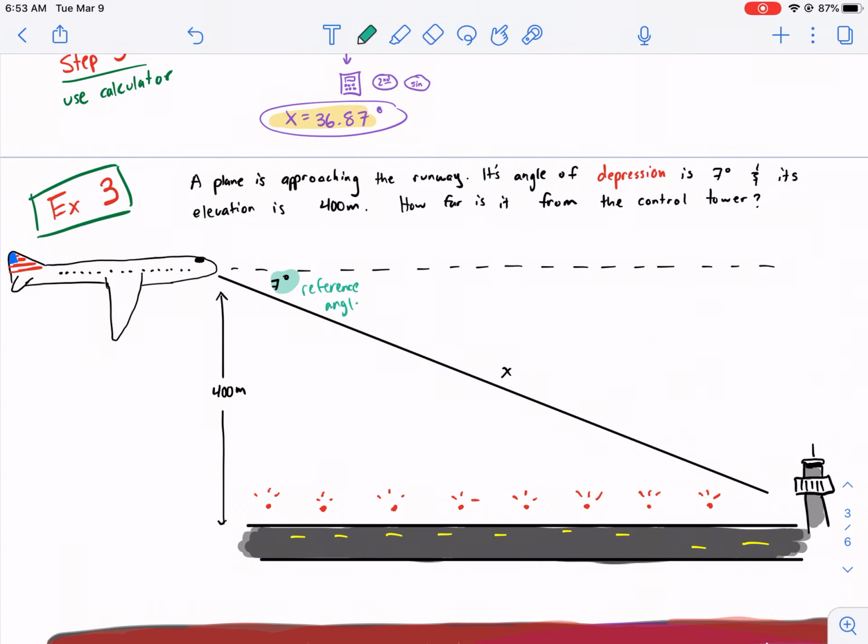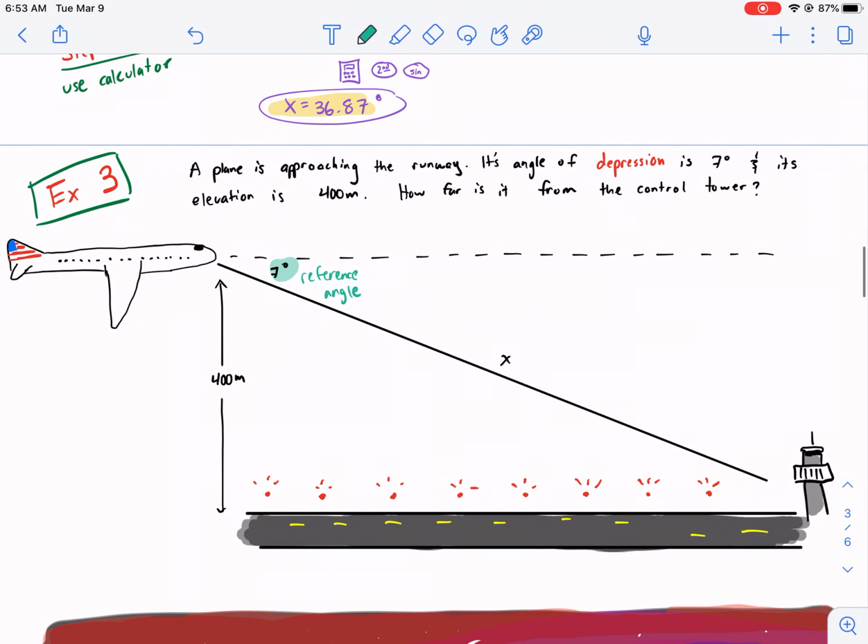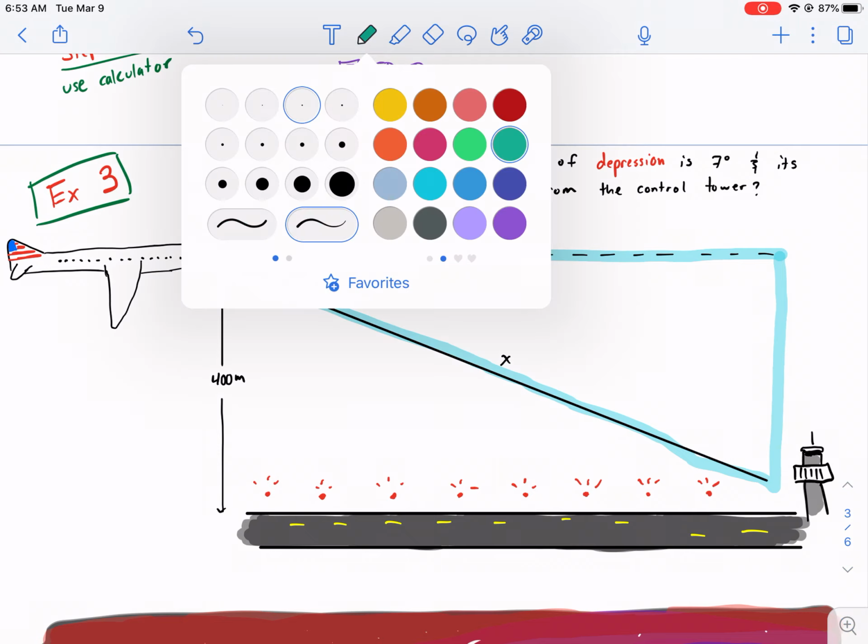Reference angle. Okay, X. Then, well, where's my triangle? I need to draw my triangle still. So let me go ahead and show you the triangle I'm going to draw. I'm going to draw this triangle right here. Sorry, a little squiggle. Okay, so there's my triangle.